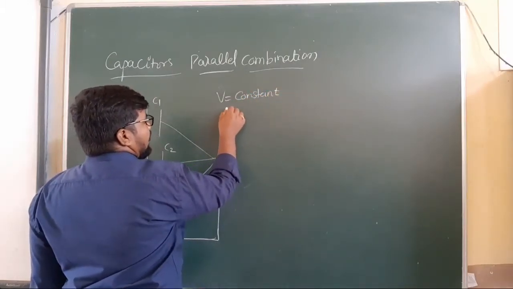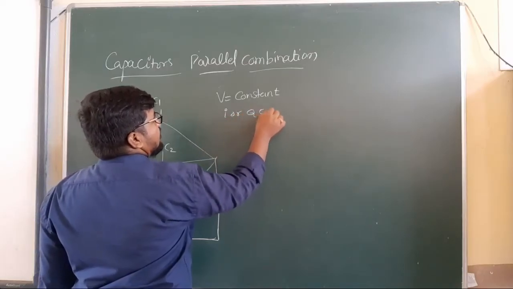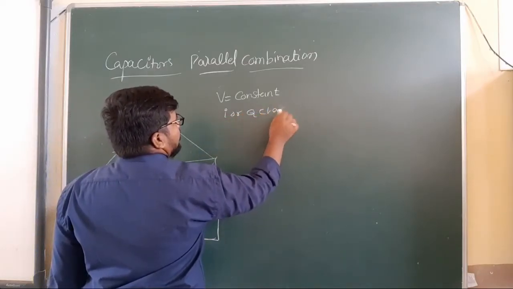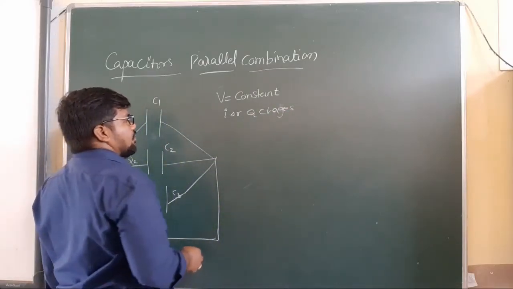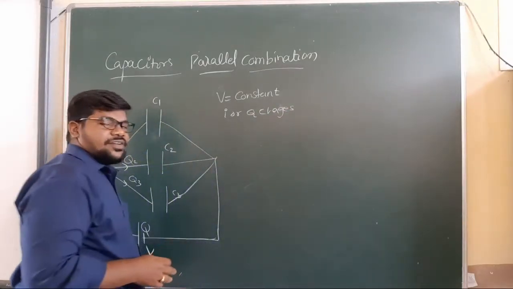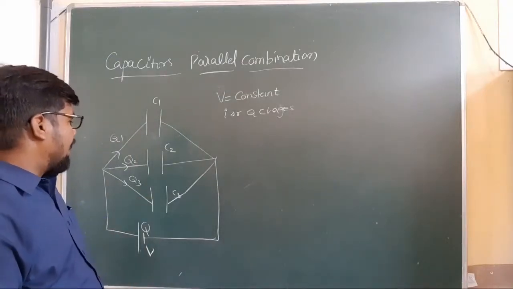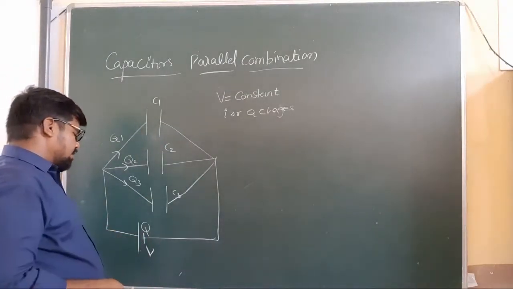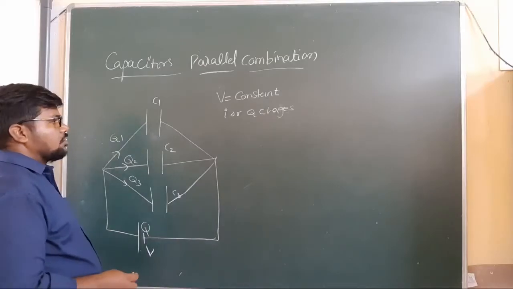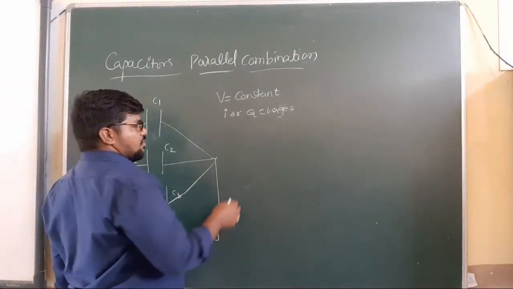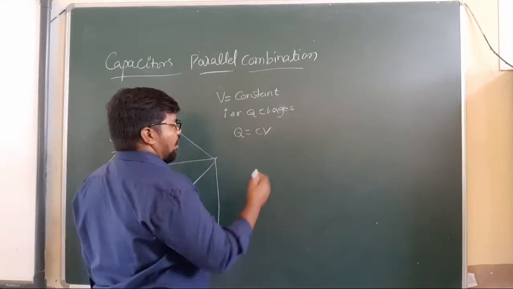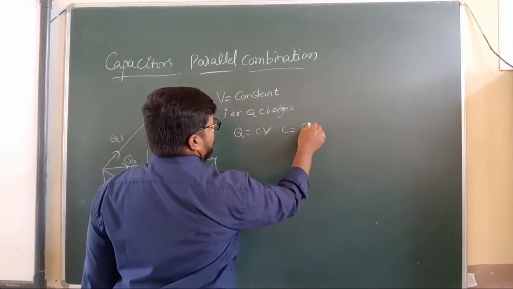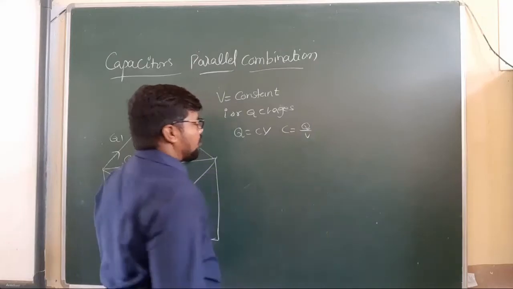Clear? I or Q changes, current or charge changes. Clear? So we know that capacitors have different values in this circuit. So we know that Q is equal to CV. It is a common formula, or C is equal to Q by V.